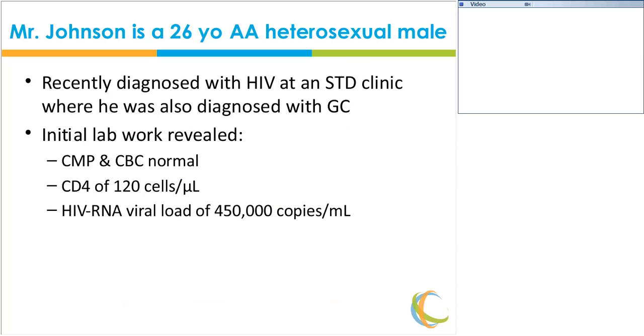I had some requests last week, and back by popular demand this week is going to be a case study. So I wanted to give you Mr. Johnson, a 26-year-old African-American heterosexual male, recently diagnosed with HIV at an STD clinic where he was also diagnosed with gonorrhea and chlamydia. His initial lab work, when we worked him up for his HIV, his CMP and CBC were normal. His repeat CD4 cell count was 120.